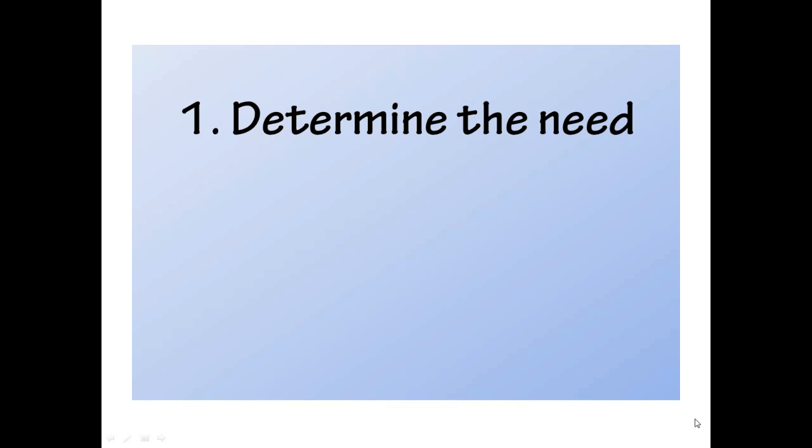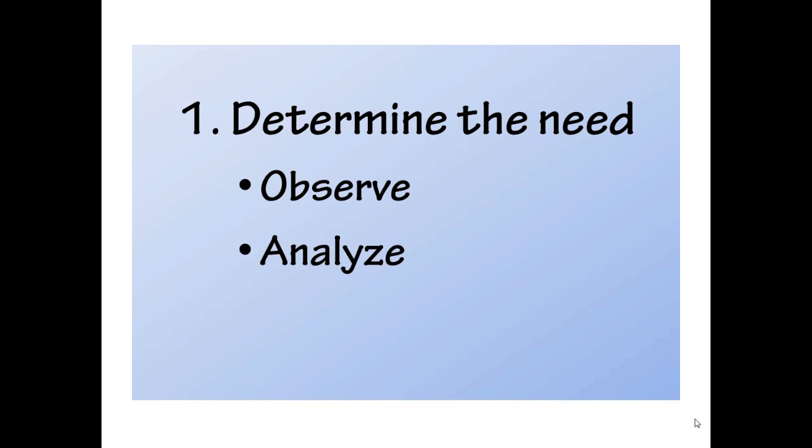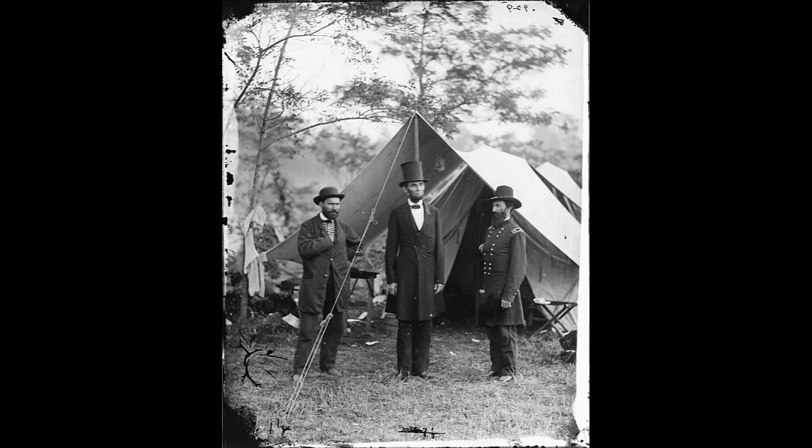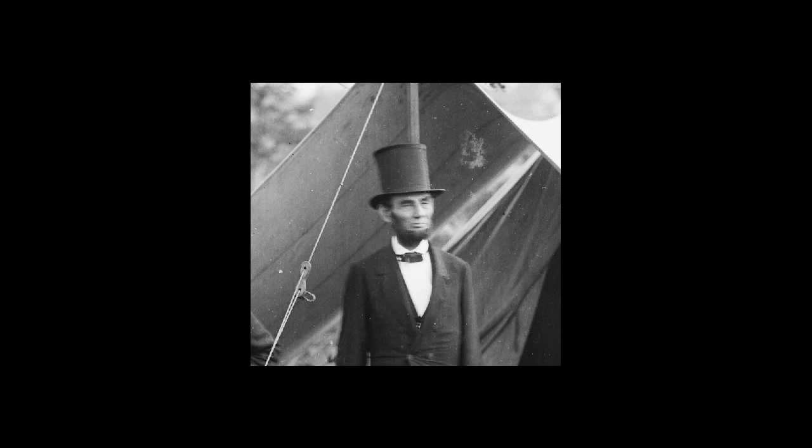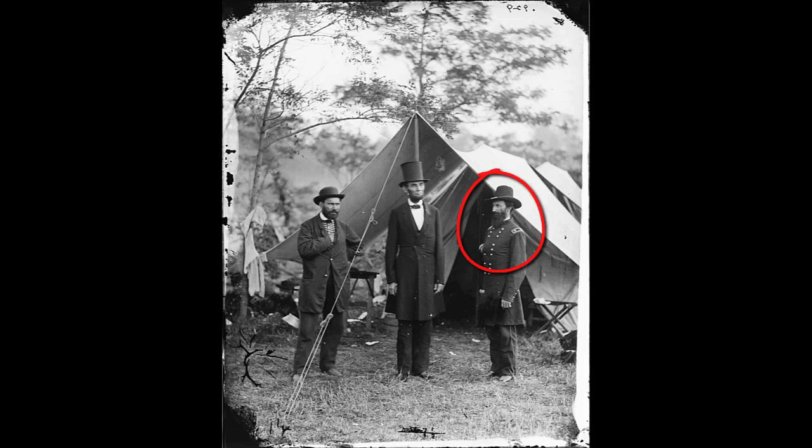1. Determine the need. There are 3 parts to this skill: observe, analyze, and question. Suppose you have an assignment to find out all you can about this photograph and turn in a report on your findings. First, observe what you already know. That is President Abraham Lincoln, who was President of the U.S. during the Civil War. The man on the right looks like an officer. They are at a campground out in the woods somewhere.